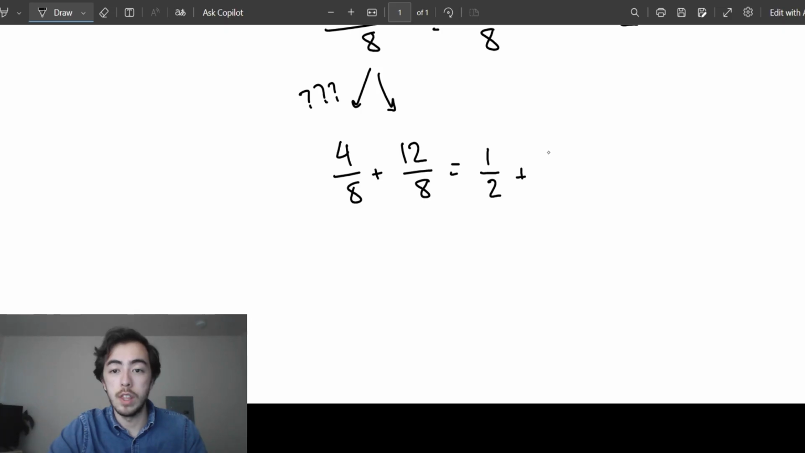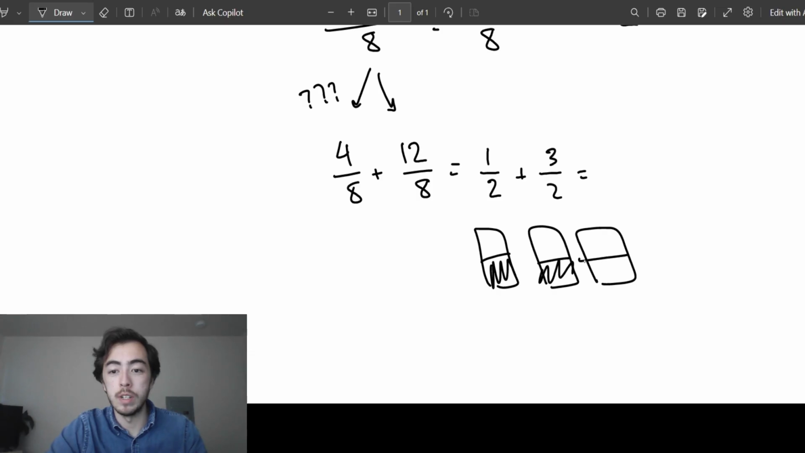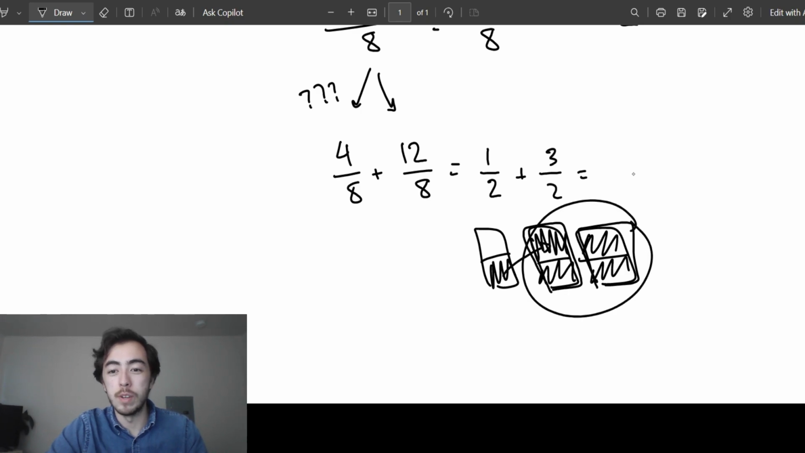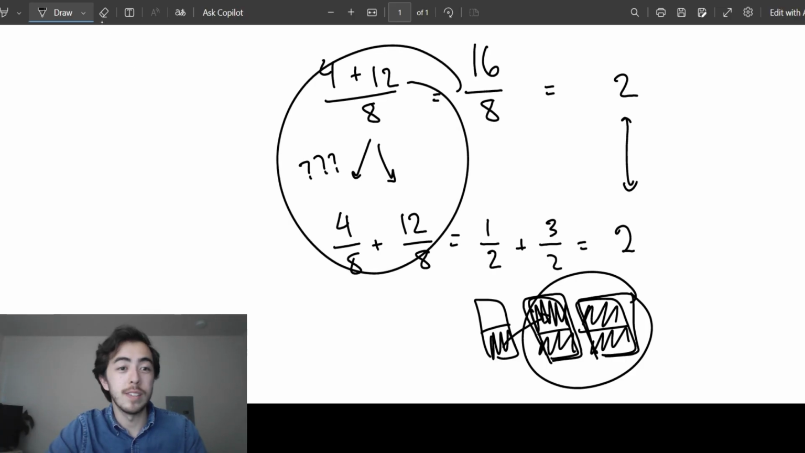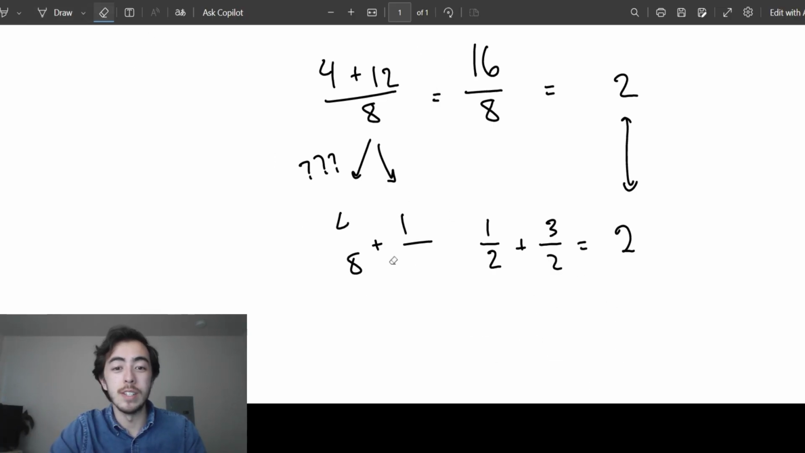12/8 is just 3/2. And then I know that if I add 1/2 to 3/2, I'm doing a picture model right here. Here's 1, 2, and then 3/2, where one whole would just be one of these rectangles. I know that I could just stick this half right here, and then I'm left with 2 wholes, which is the same 2 that we had from before. So this step does make sense. I am allowed to split denominators. It doesn't change the value of what I got in the end.